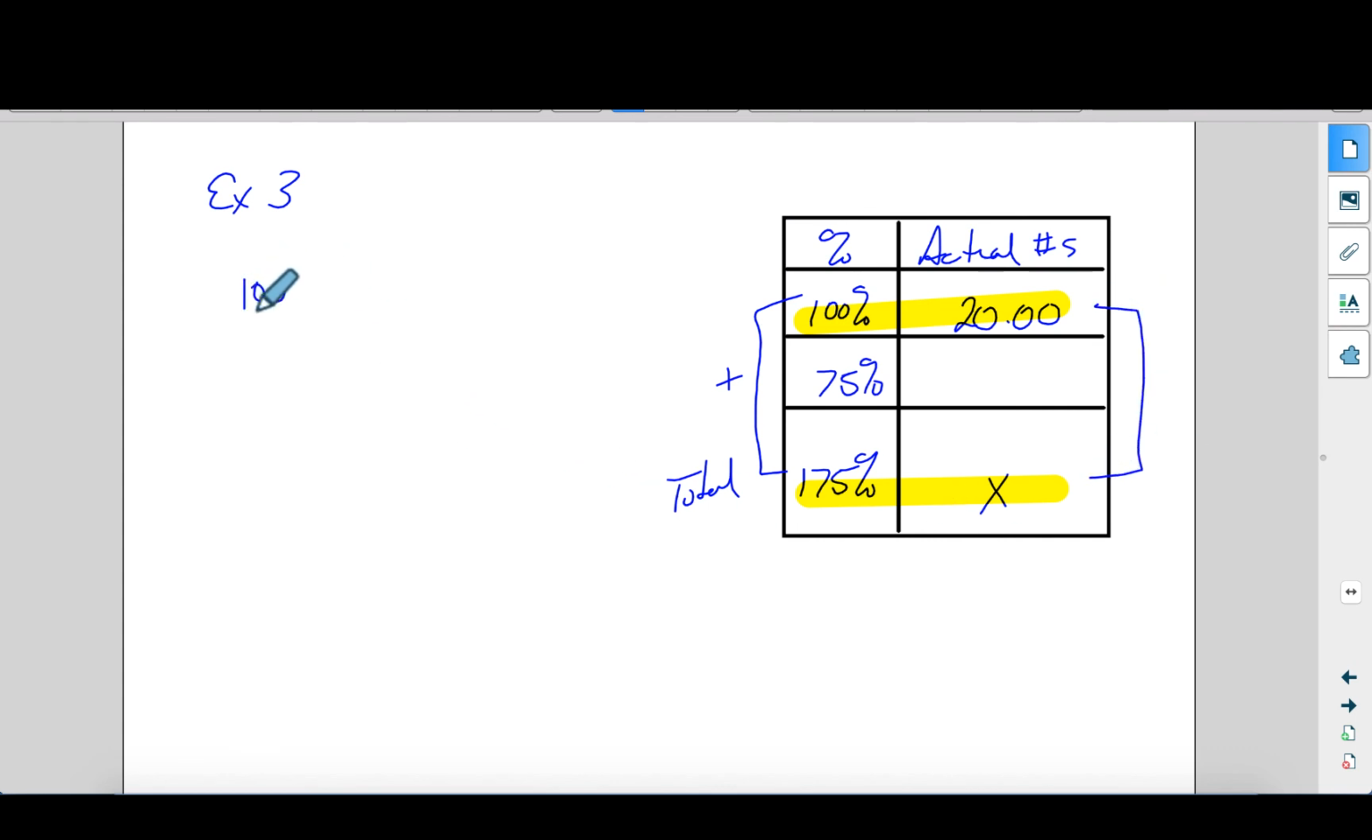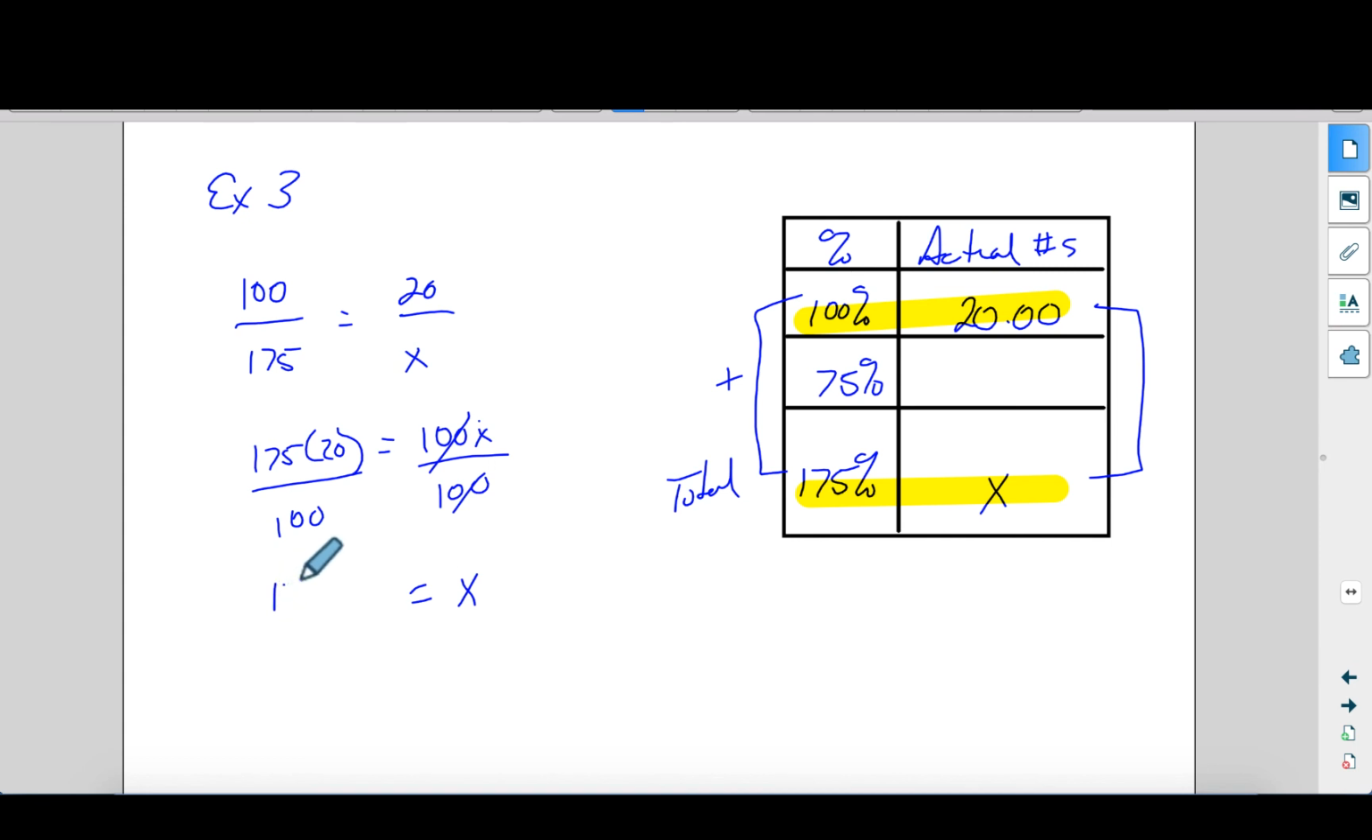100 over 175 equals 20 over x. I cross multiply. I've got 175 times 20 equals 100 times x. I divide by 100. I divide by 100. This drops out, and x equals 175 times 20 divided by 100. And I can solve for this part of it.